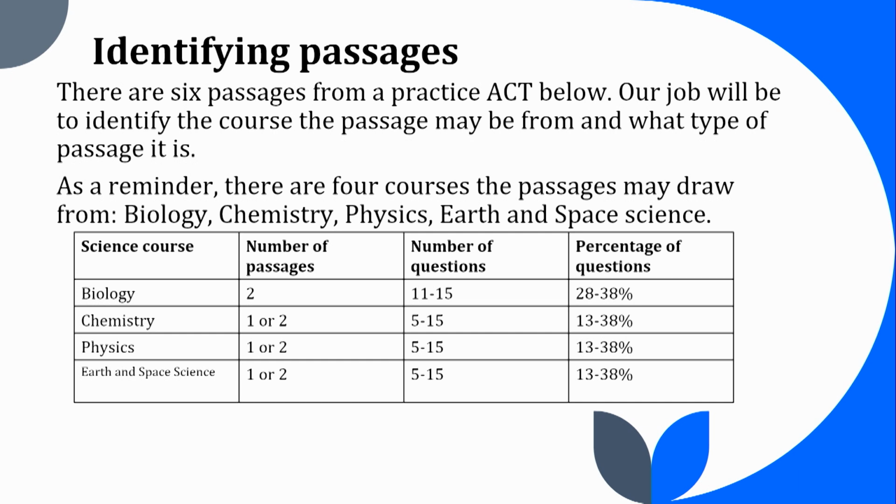Because there's 6 total, you might get an extra chemistry or an extra physics or an extra earth and space science, okay? So you never know exactly what you're going to get. You know there's always going to be 2 biology, at least 1 chemistry, 1 physics, and 1 earth and space science, but you could have 2 chemistry, 2 physics, or 2 earth and space science. Here's the breakdown on the number of questions you're going to get and the percentage of the questions from the test. Okay, so let's go ahead and talk about those passage types in a little bit more detail.